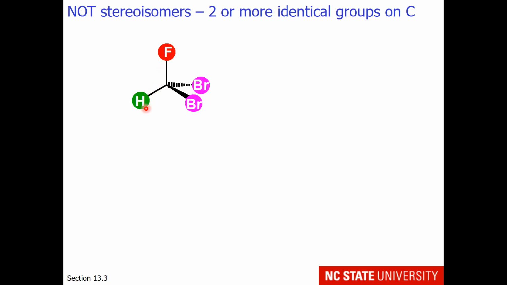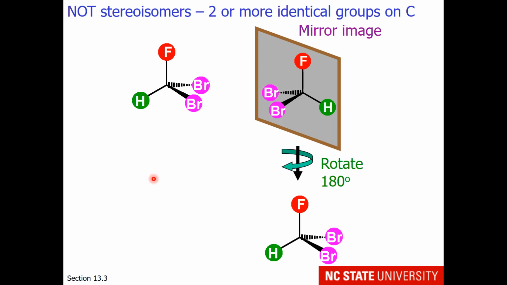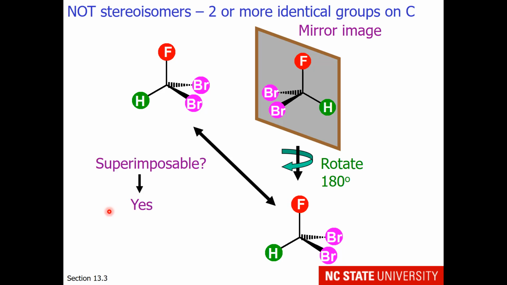Now, what if you have, instead of 4 different groups around the carbon, only 3 different types of groups? So you have a hydrogen, a fluorine, and 2 bromines. Here is our mirror image. And when we rotate at 180 degrees, can we superimpose these? And I hope you answer yes. I have the hydrogens on the left, the fluorines above, and the bromines coming out of the screen and going back in the screen. Now we have exchanged one bromine for the other, but since they're both bromine, we don't know the difference. Let me show you with an actual model.